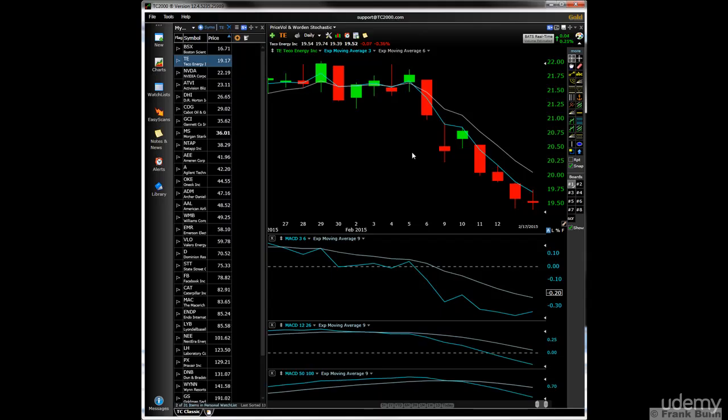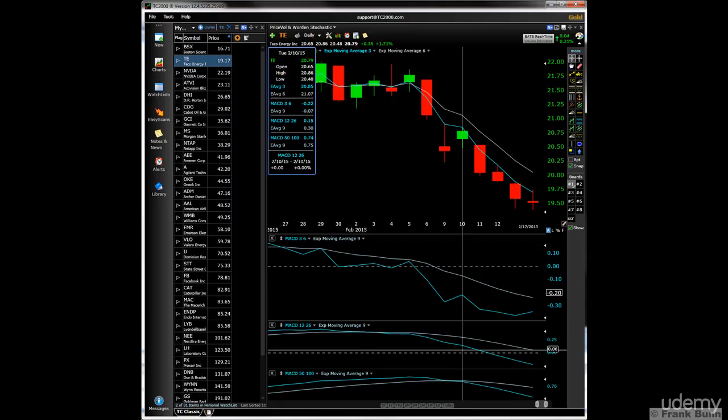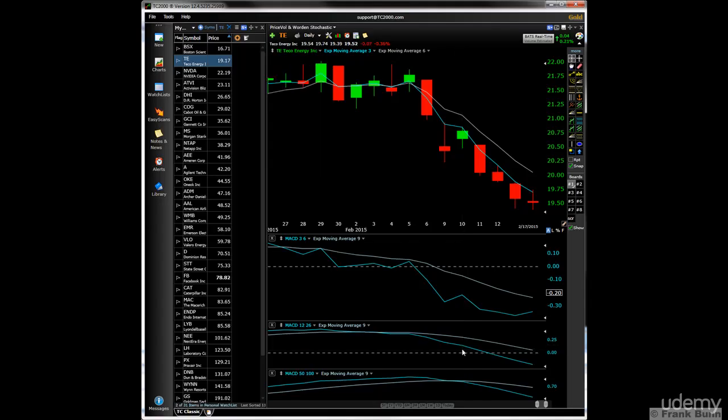Let's take a look at my intermediate and long-term trends. On the intermediate trend, I have an up counter trend. My 1226 is above 0, but I have down momentum.